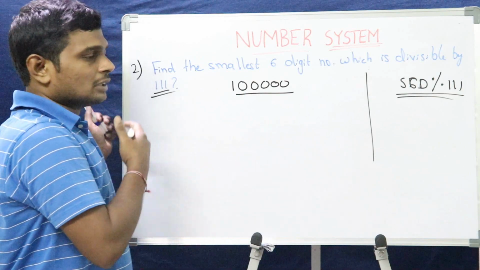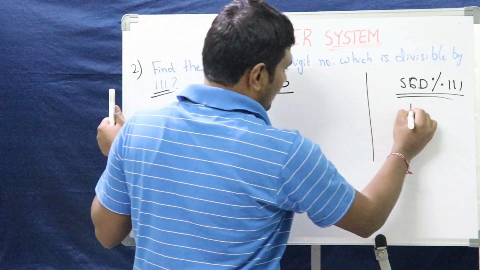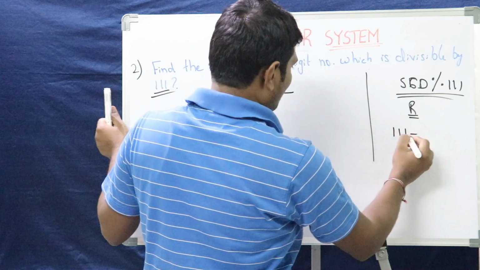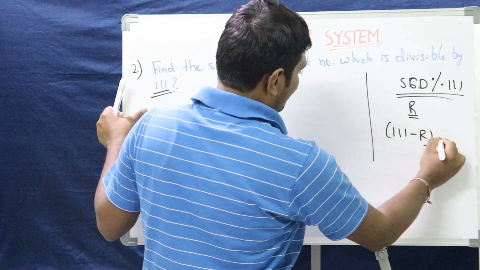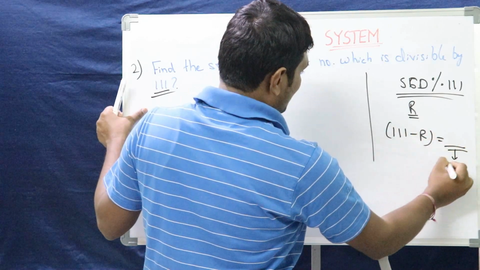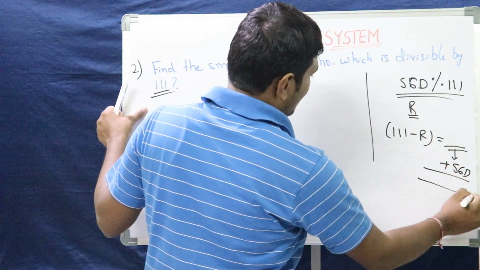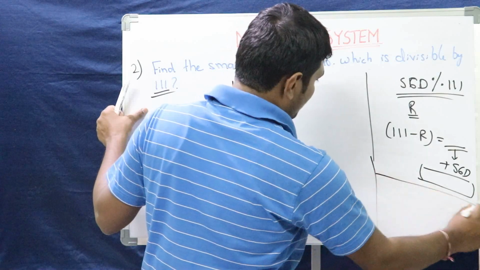Or else, if we get some remainder r, then if we subtract the remainder from the triple one, we'll get one number, right? That number plus this smallest 6-digit number will give the answer for that one. How do we know this?